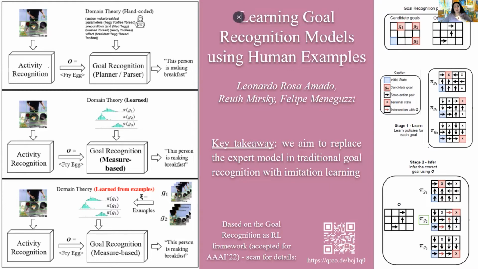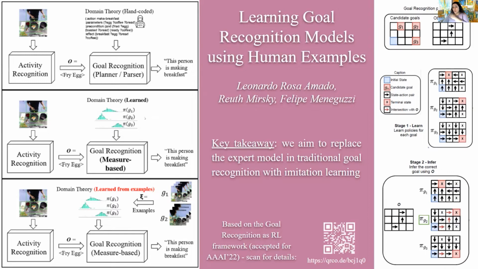So traditionally, if you see on the top left, the way that traditional goal recognition works is that a domain theory is hand-coded. This is usually PDDL, HTNs, grammars, and you get some raw data which you parse using activity recognition, and then you use some algorithm, parser, or planner, to understand, given the recipes that you got and the data that was tokenized, what the person is doing.